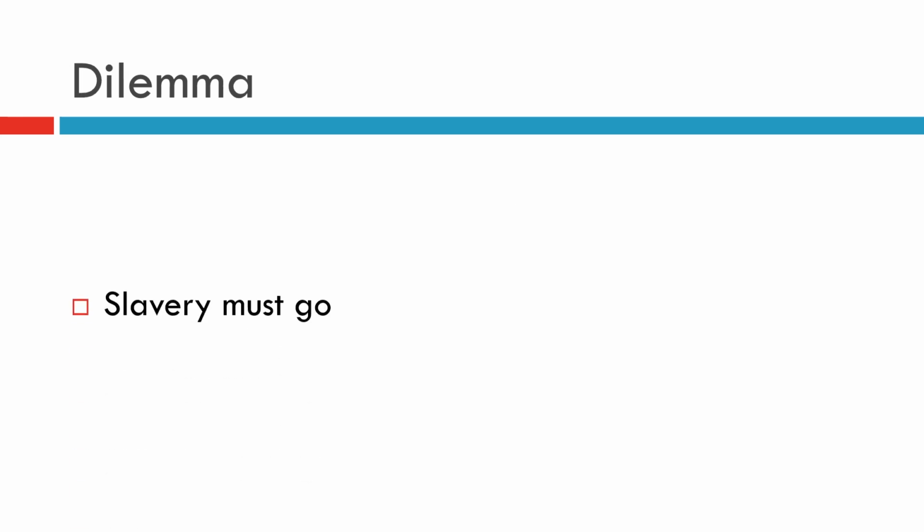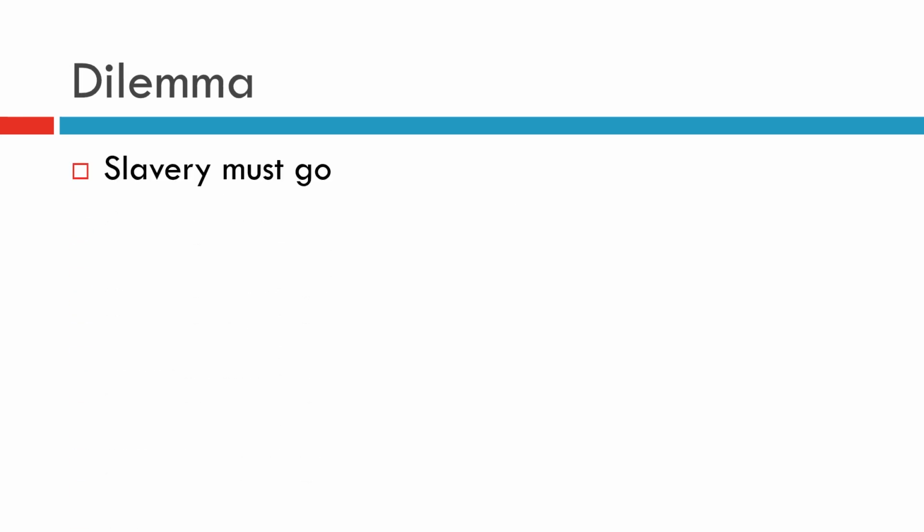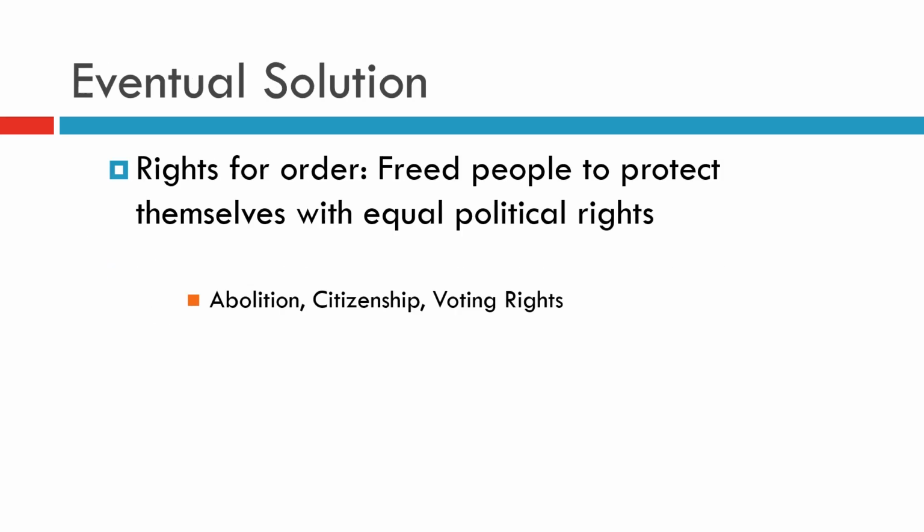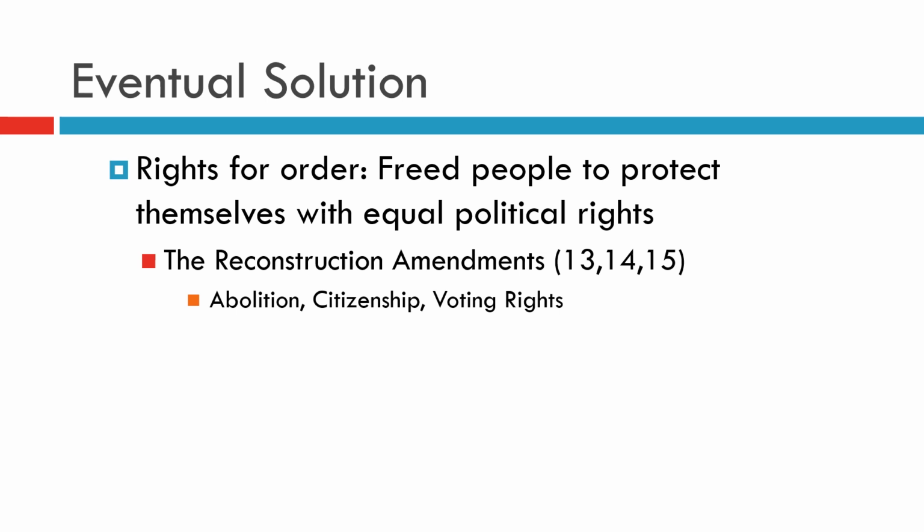The country faced a real dilemma, and that is that you had to remove slavery once and for all, but you had to establish this genuine peace. So any mandated racial equality in any form would produce anger, alienation, and resentment on behalf of the South. So the eventual solution will be rights for order. Free people can protect themselves with equal political rights. So the Reconstruction Amendments, 13th, 14th, and 15th, which you absolutely must know, will free people in the South. It'll define and provide citizenship to the freed people, and then it allows them to vote.